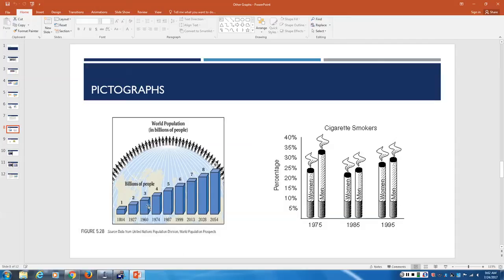The other one shows your three-dimensional bars for 1804, 1927, 1960, 1974, 1987, and so forth. And it talks about the world population in billions of people. And you can see that as the years passed, the number of billions of people did increase. There's something wrong with that graph on the left. Does anybody have any idea what might be deceptive about that graph?